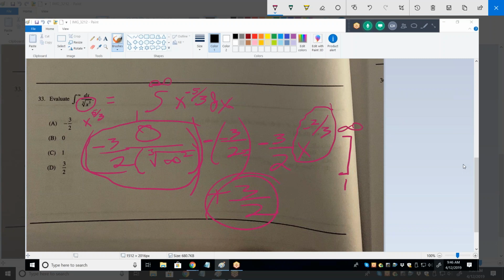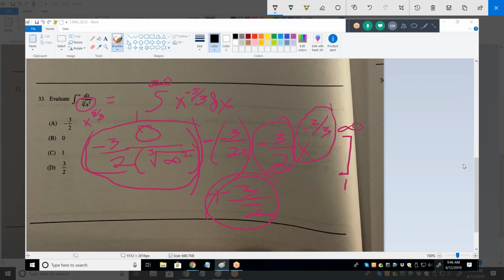I'm curious how you got it so quickly. How'd you know that? I was wrong. I said negative 3/2 and it's positive 3/2. Okay. Yeah. It's a little dangerous to just make that assumption, I think.